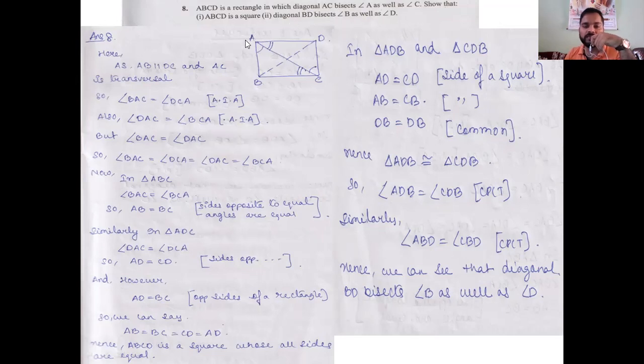So first of all, let us prove ABCD is a square. To show that ABCD is a square, all the four sides must be equal. The first property is all the four sides must be equal, and each internal angle must be 90 degrees. So here let's start. Given AB is parallel to DC, because it's a rectangle, and AC is the transversal.